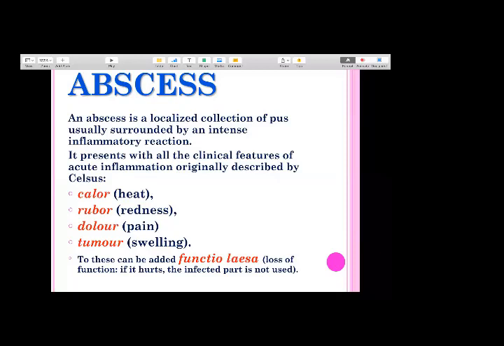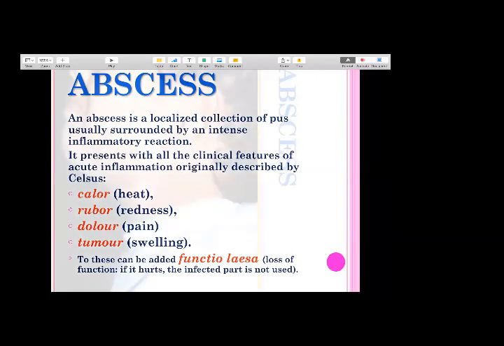In Latin words, as he described, calor, which means heat, rubor means redness, dolor means pain, and tumor, swelling. To these can be added functio laesa, meaning loss of function. That can also be added along with the others. Calor, rubor, dolor, and tumor. Loss of function is not a direct result, but maybe because of the pain caused by the infected part, resulting in loss of the full capability of that limb, arm, wherever the abscess might be.